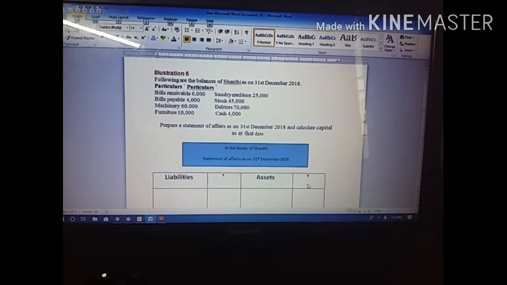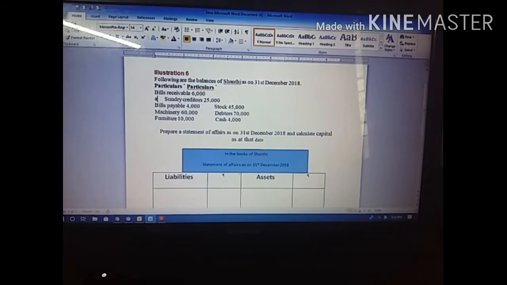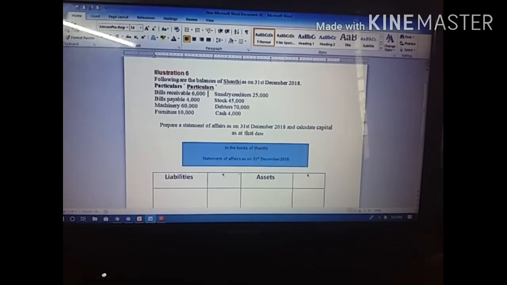Bills receivable is an asset, so we have to show it on the asset side. Bills payable is a liability. While you are preparing the sum, you have to write like this also: A means asset, and you have to mention L likewise. So bills receivable is an asset, bills payable is a liability, machinery is an asset, furniture also an asset, sundry creditors a liability, stock an asset, debtors an asset, cash an asset. These are all the items given in the illustration.